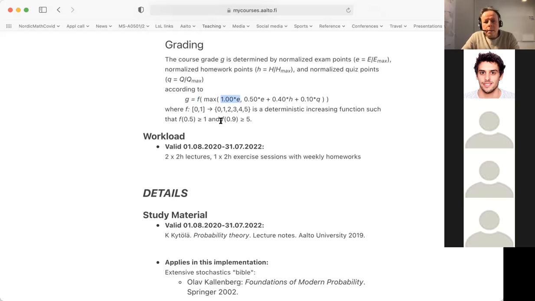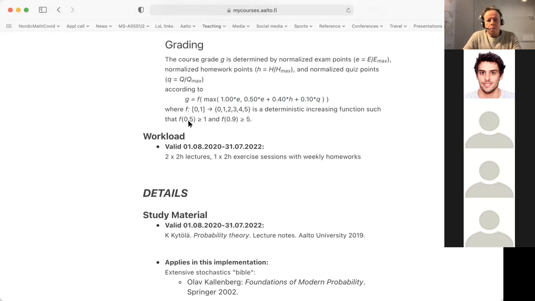There's another option that you use the exam, 50% of the points from the exam, 40% of the points from homeworks, and 10% of the points from quizzes. And this is the other option, B. Which option do you want to use? You don't need to decide, because our grading takes the max of option A and option B. So whatever is better for you will give you your grade.